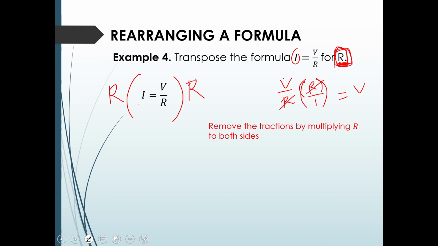If you multiply r on both sides, you will get I times r, Ir, and v over r times r, so r will be gone, so you only have v on the right side. Now, you want the formula for r. However, in Ir, there is still I, so we need to remove the I. How can you remove the I? By dividing both sides by I. So Ir divided by I, v divided by I, so I will be gone here. Hence, r is equal to v over I. This is where r now is the subject.